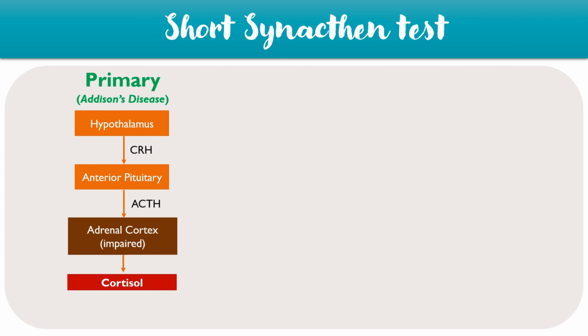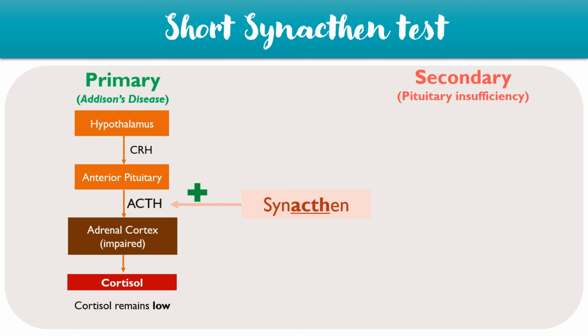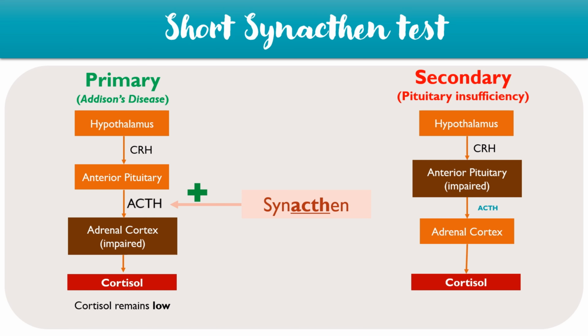If we now compare this to a primary adrenal insufficiency, you can see on this axis that there's a problem with the adrenal cortex, and the levels of cortisol are lower than normal. If we administer synacthen in this case, the ACTH levels go up, but the cortisol remains low, and this is because the problem is below the level of ACTH in the axis, so administering more synacthen or more ACTH does not have any effect.